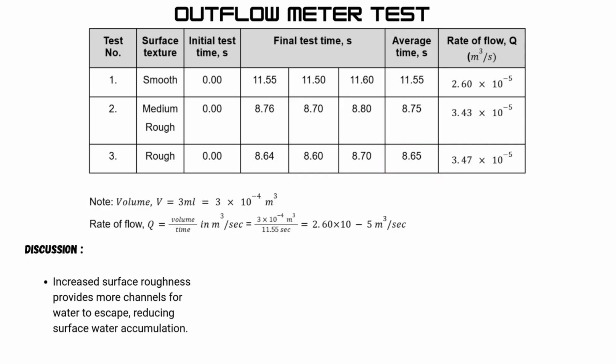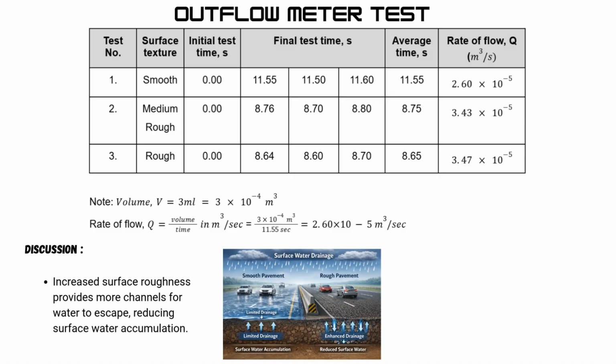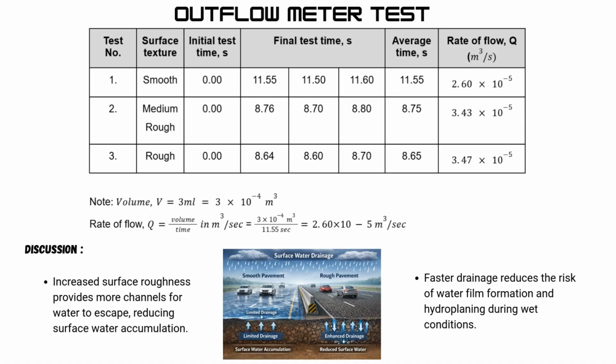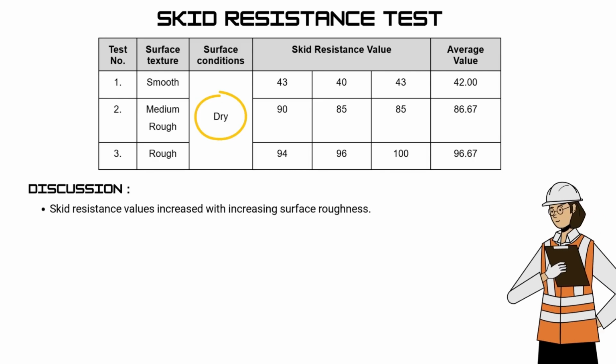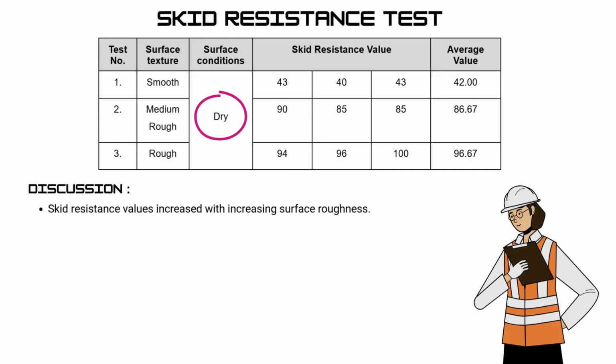Increased surface roughness provides more channels for water to escape, reducing surface water accumulation. Faster drainage reduces the risk of water film formation and hydroplaning during wet conditions. Next, skid resistance test result analysis. Firstly, we calculated and evaluated the result for dry surface conditions. Skid resistance values increased with increasing surface roughness.